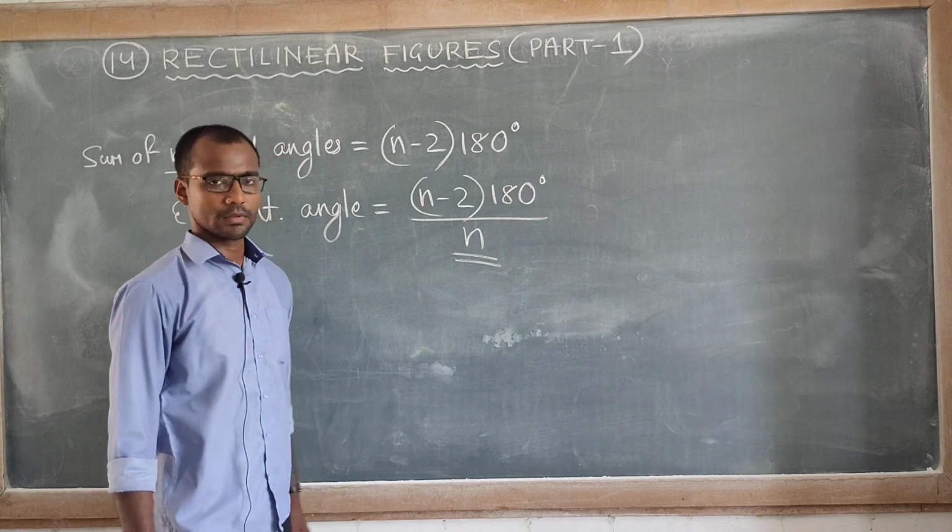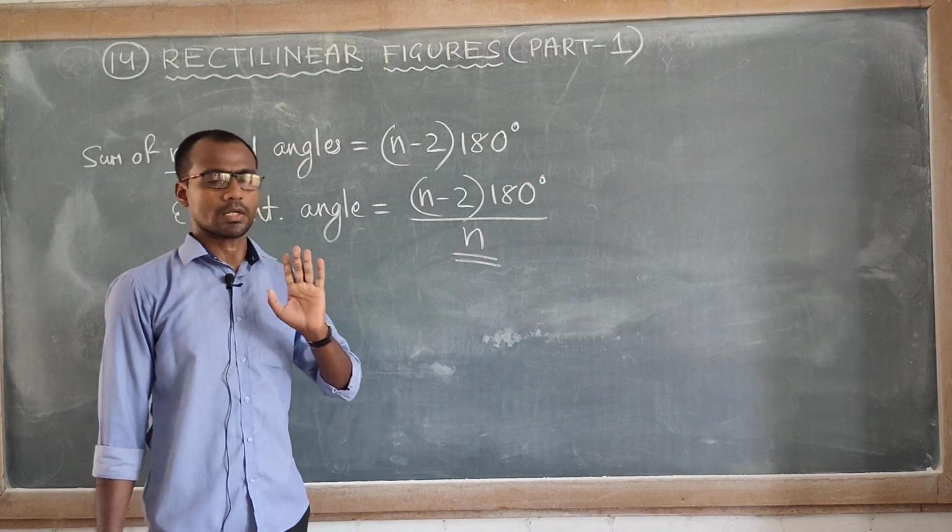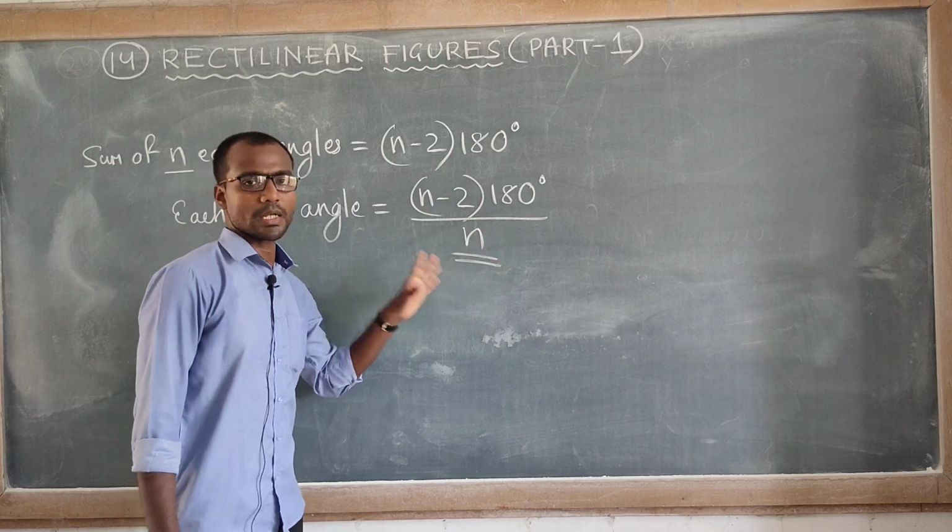Remember this formula for regular polygon only. This formula can be used only for regular polygon. N minus 2 into 180 degree by n.